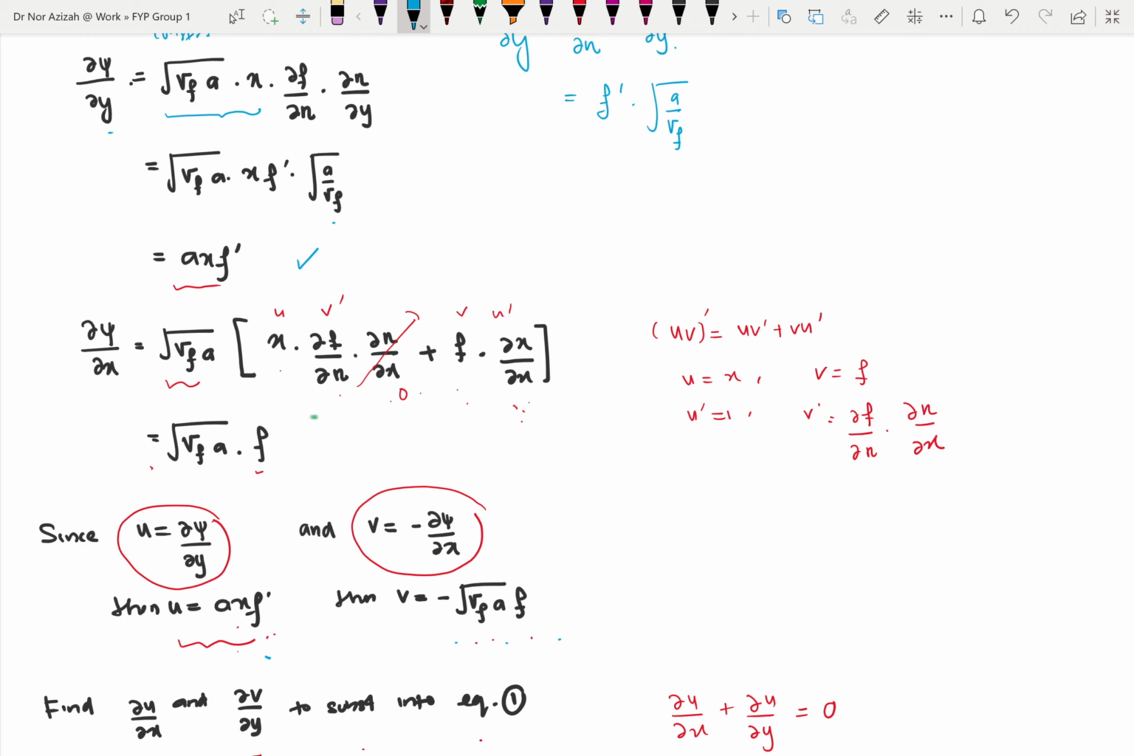Okay. So I stop here for this video. Actually, for this video I show you how to derive, or how to prove, that the continuity equation equals 0: del u del x plus del v del y equals 0. In order to do this, you need to start with the similarity variables. Okay, so I stop here.